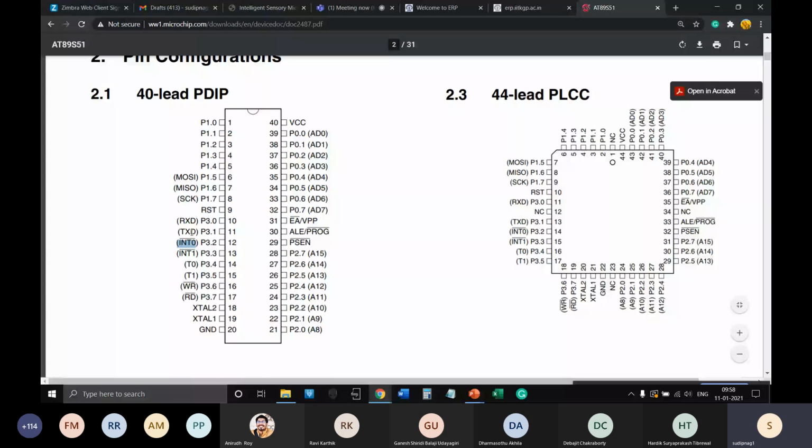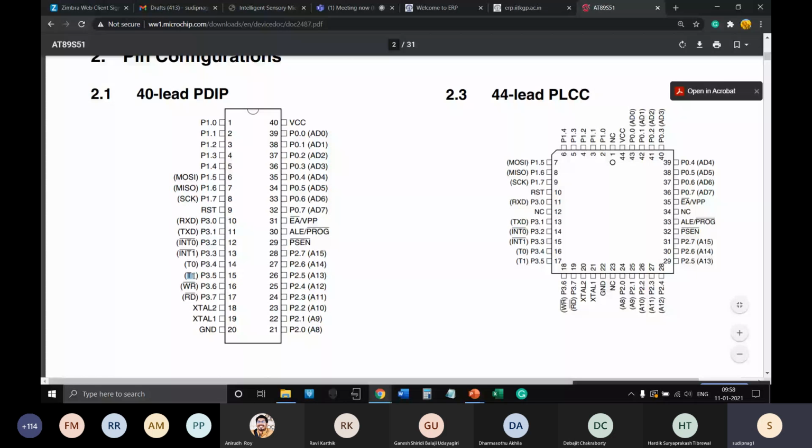But if you use simple digital input output instead of UART, then this can be either input or output, any one at a time, obviously. T0 and T1 are the timer 0 input and timer 1 input.